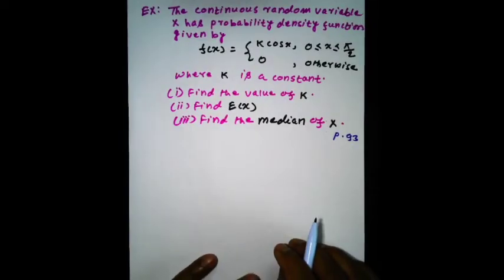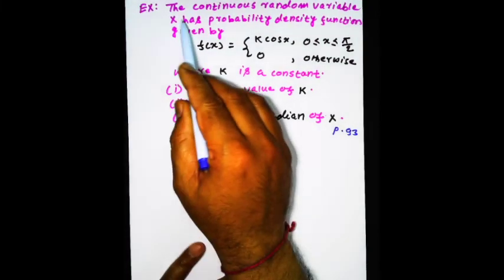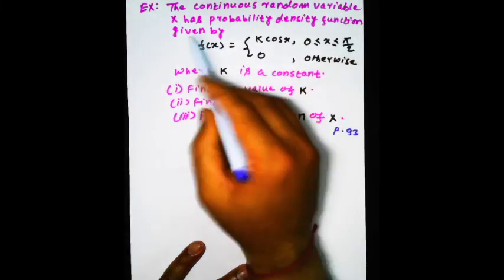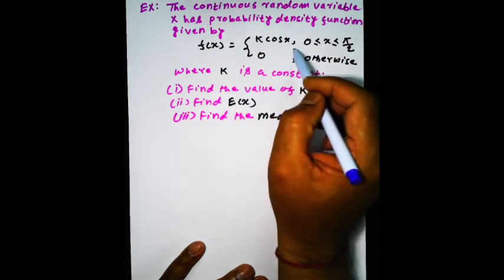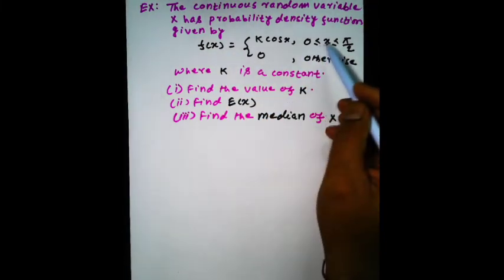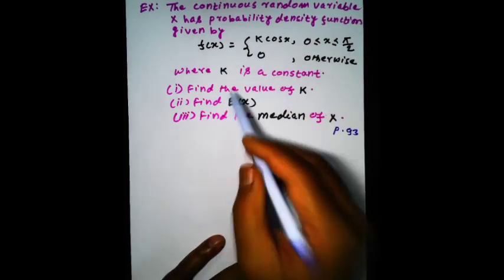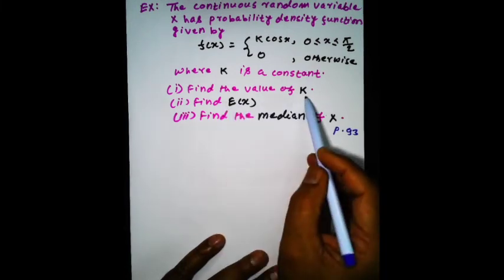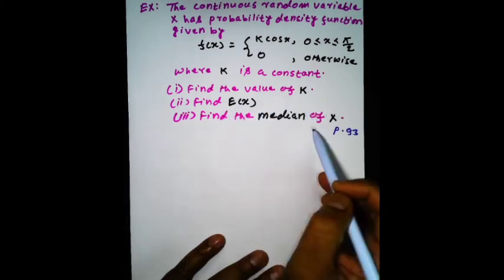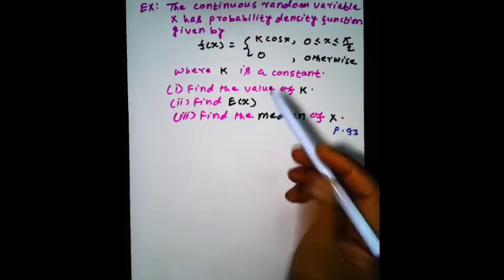Lastly, we have one more example, and this example states that the continuous random variable x has probability density function given by f(x) equal to k cos x, where the range of values of x is from 0 to pi by 2 and 0 otherwise, where k is a constant. Then you have to find the value of k, then E(x), and then also the median of this probability density function. You have to find k.